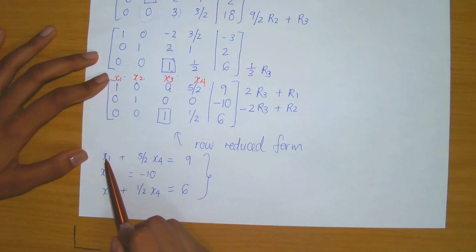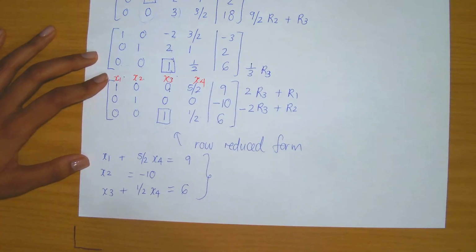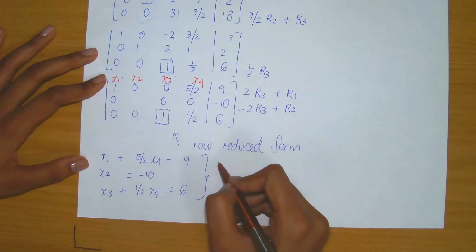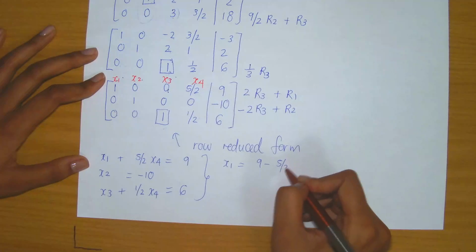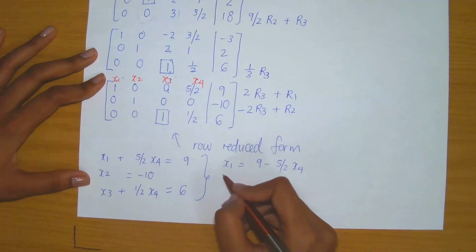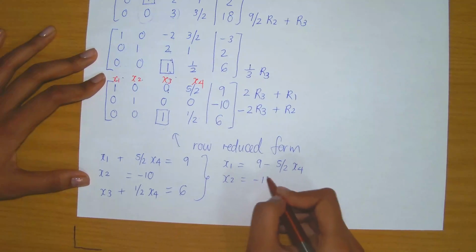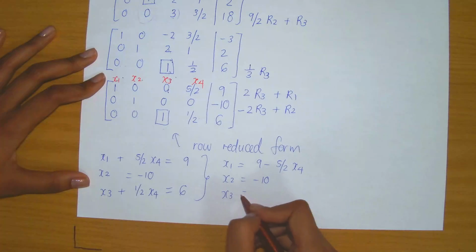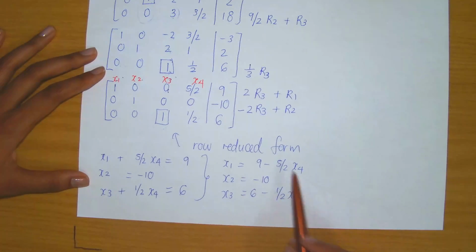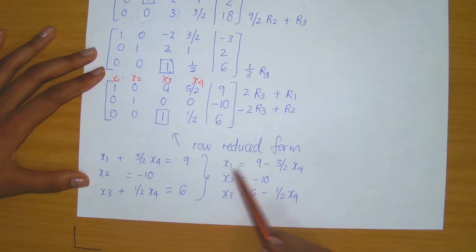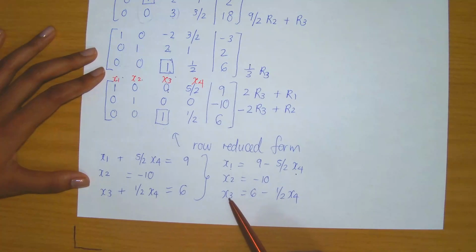Notice that x1 and x3 are in terms of x4. So to make this more clear, we can rewrite this as x1 equals 9 minus 5 over 2 x4. x2 is just as it is. And x3 is equal to 6 minus a half x4. So now it's more clear, and you can see that x1 is indeed in terms of x4 and x3 is indeed in terms of x4.